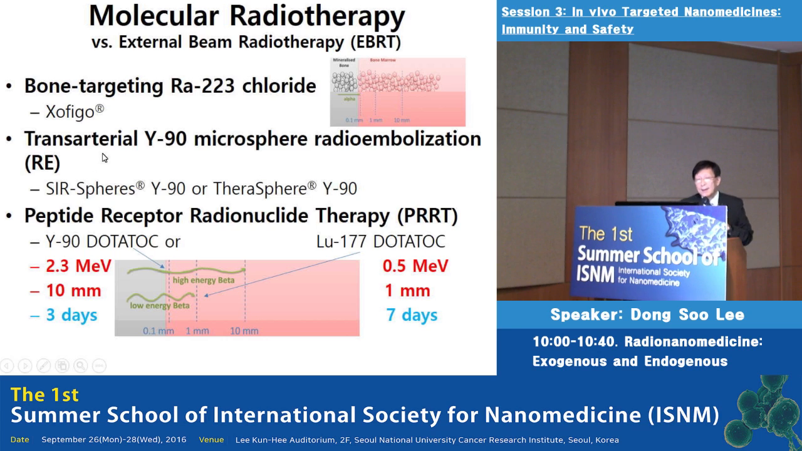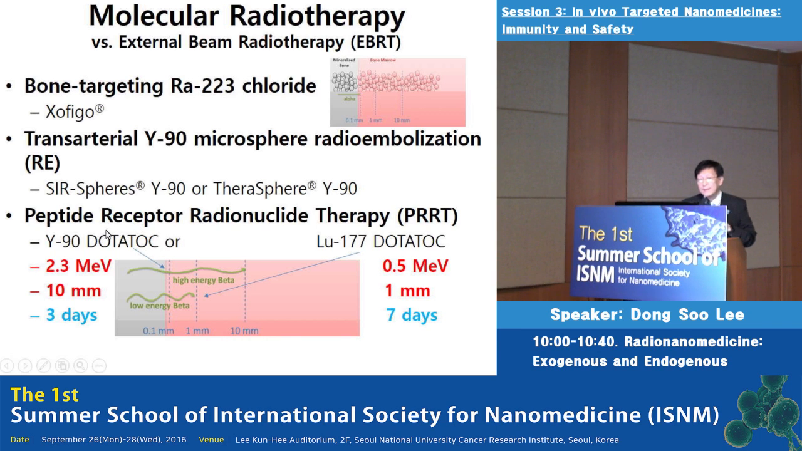And we have transarterial yttrium-90 microspheres. They are embolized to the hepatocellular carcinoma. It's called radioembolization, and we have commercial products here. The size of the microsphere is 30 to 50 micron, which will block an arteriole: SIR-Spheres and TheraSphere, consisting of glass or resin.